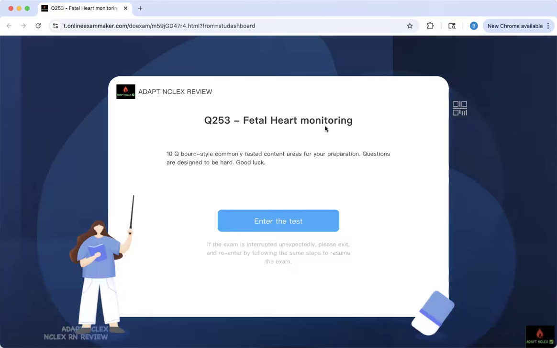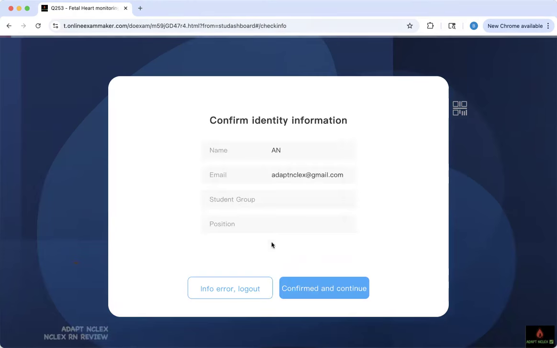Welcome to Adapt NCLEX: fetal heart rate monitoring for maternity nursing. It's like EKG for cardiology. Very defeating when you see it. But at the end of this video, you will never be defeated when you see these kinds of questions again. I'm going to show you tricks to answer these questions and how to approach them. Stick around and let's learn something on fetal heart monitoring for maternity nursing.